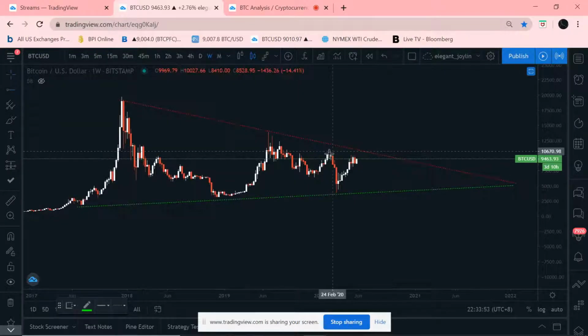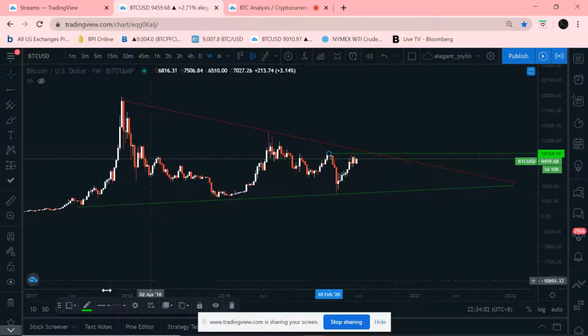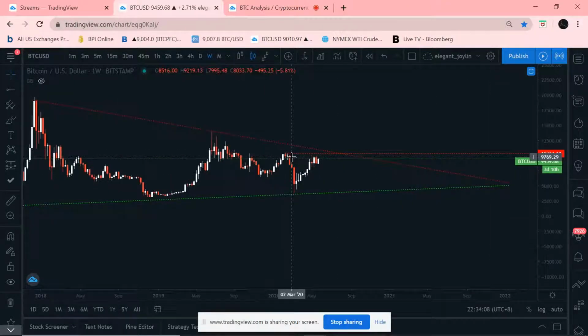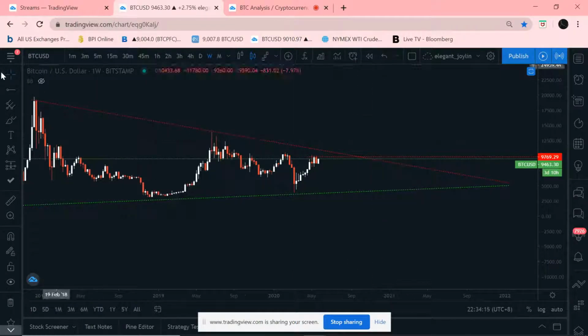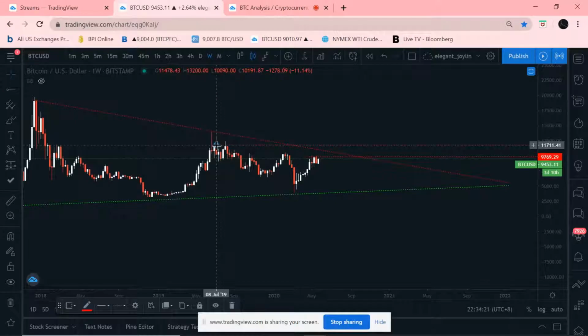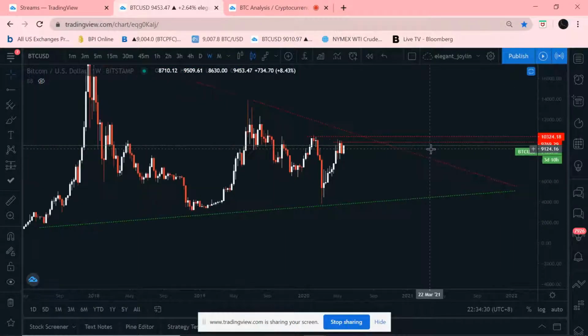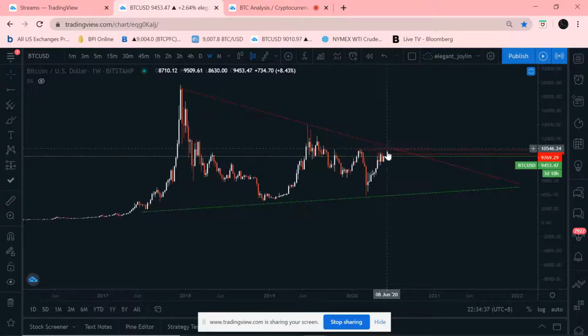since it's already near resistance, I expect a possible pullback. Or if it breaks this level next, our first resistance is around 9.8 and our second resistance is around this level, that's around 10,400. So let's see if it will break this level.